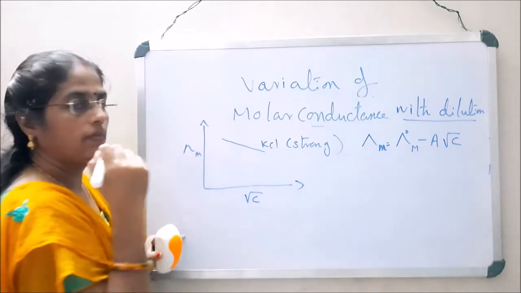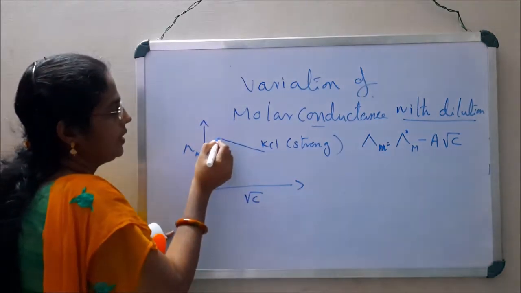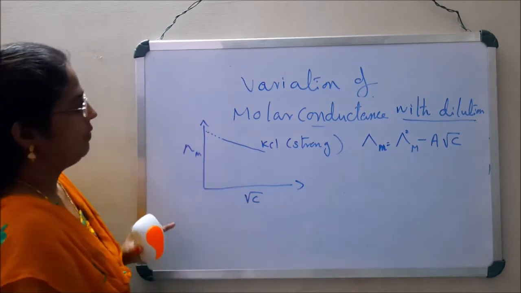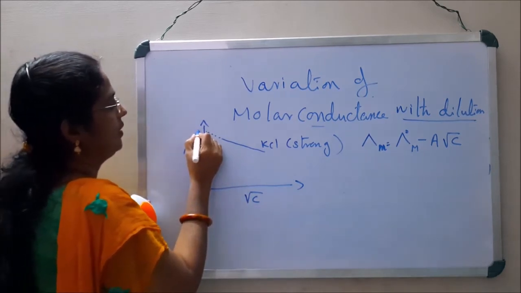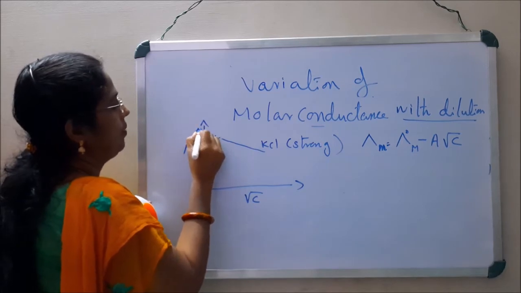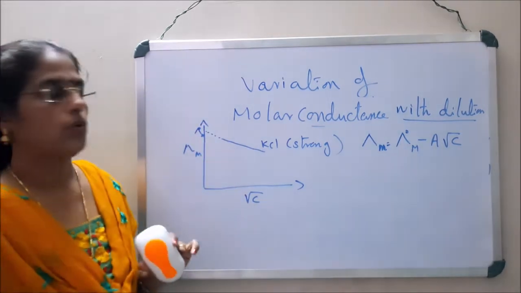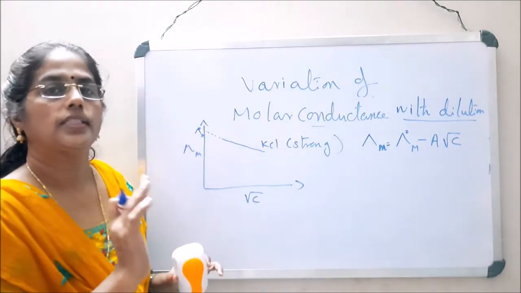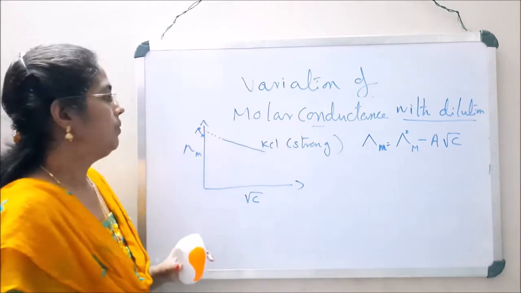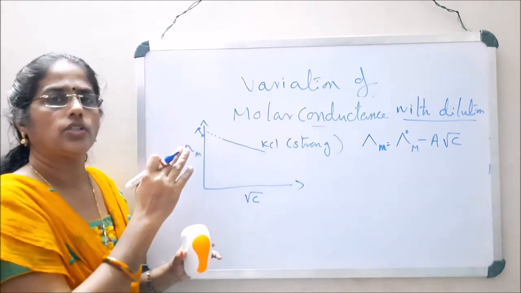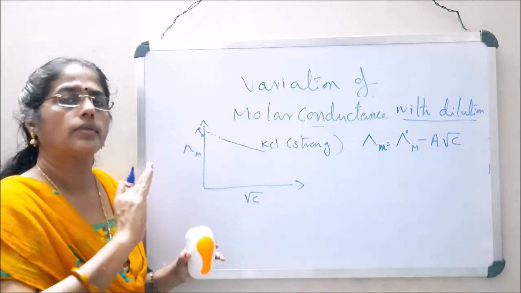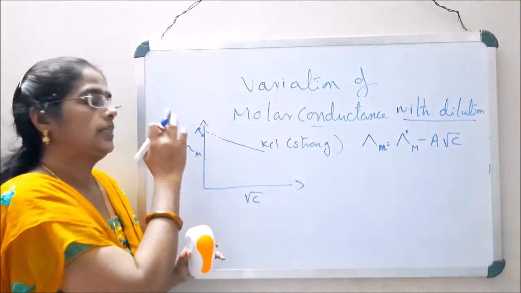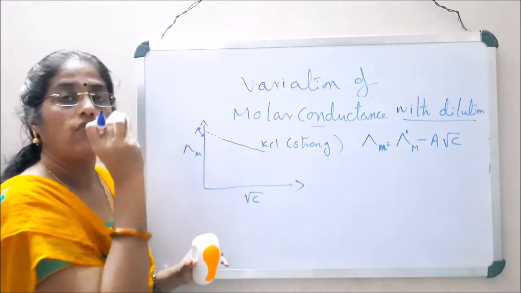In this case, we can extrapolate this graph to the y-axis. By extrapolating to the y-axis, the meeting point is lambda m0. Lambda m0 is the molar conductance at infinite dilution, or the limiting molar conductance. Limiting molar conductance means when the concentration is minimum, that is, at maximum dilution, that is, infinite dilution.